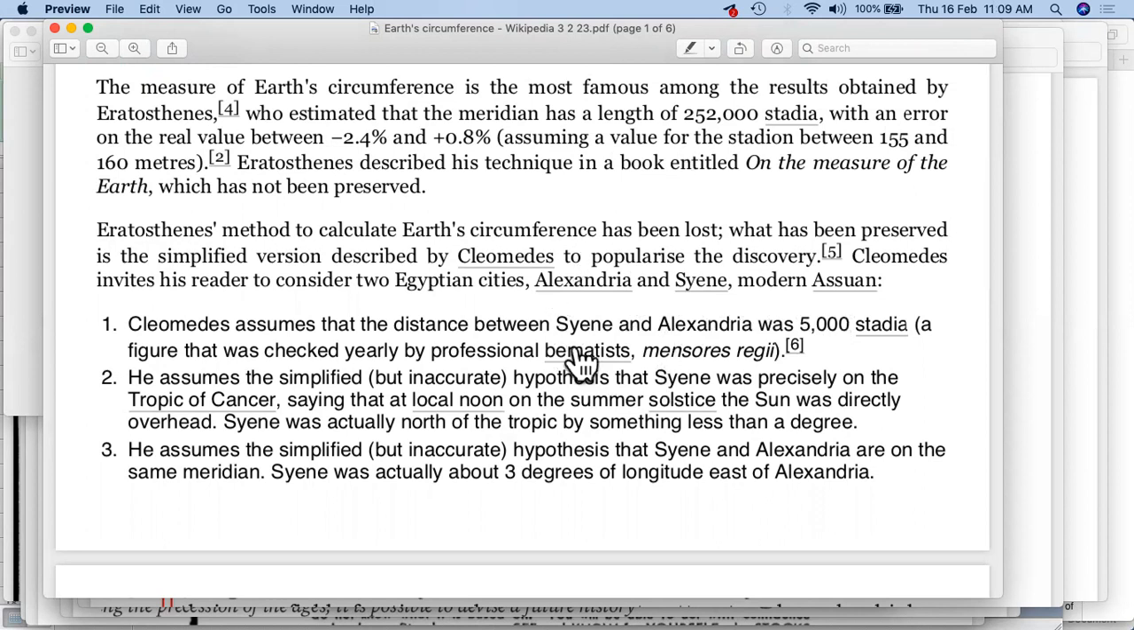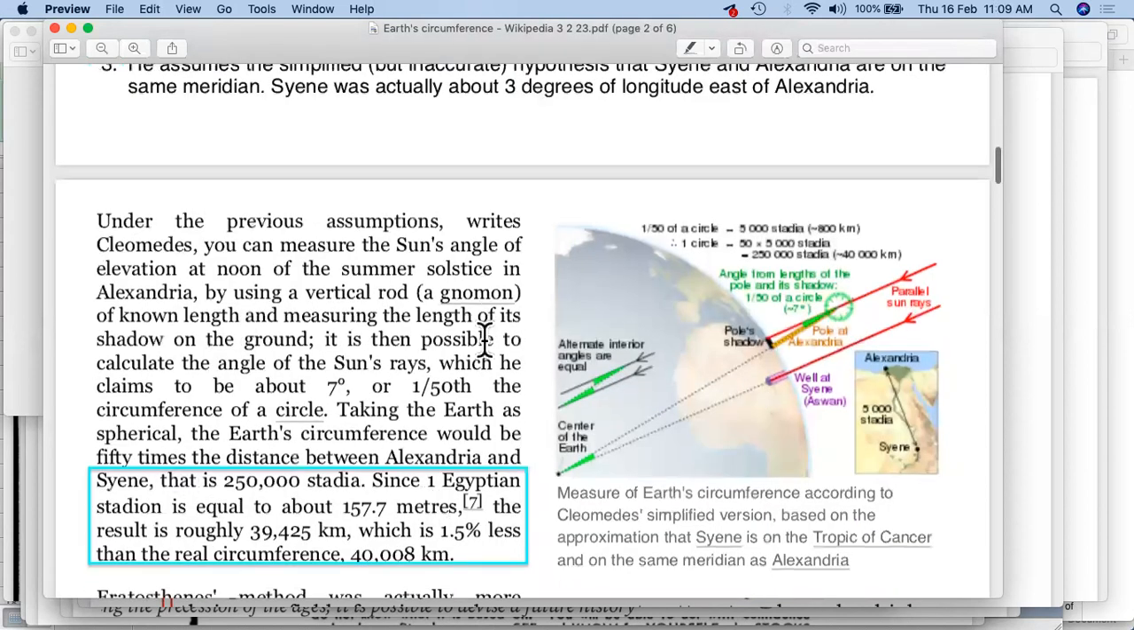If you are interested in knowing this part, you can go through this article. It will be easier for you to understand, right? So Earth's circumference would be 50 times the distance between Alexandria and Syene, right? So this is the calculation on the basis of the shadow that they had. That is 250,000 stadia. Since one Egyptian stadium is equal to about 157.7 meters, the result is roughly 39,425 kilometers, which is 1.5% less than the real value of 40,008 kilometers.